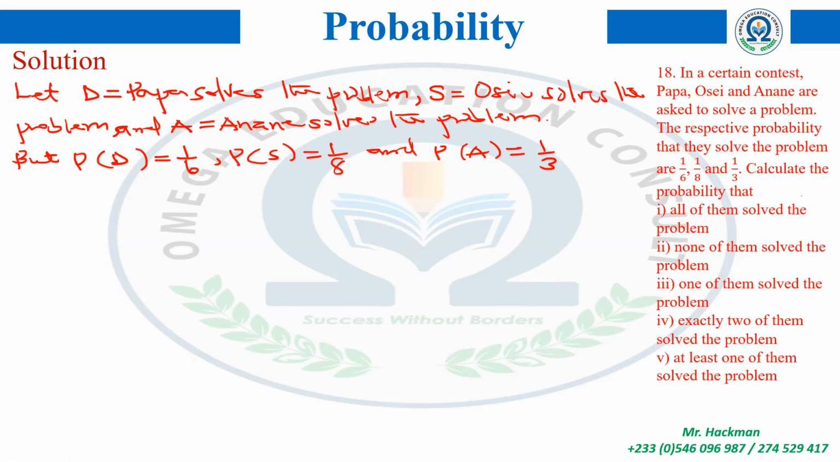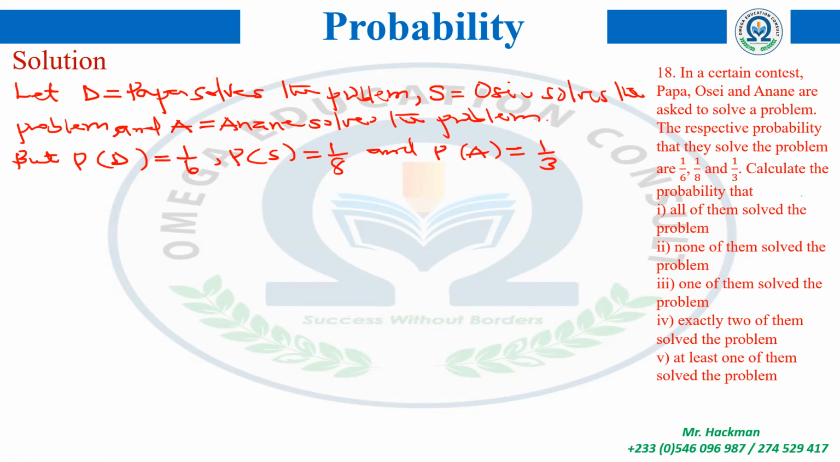Okay, however, before you start doing all this, you would have read through all the questions. So you can see questions dealing with the complement, because here we have "all of them solve the problem" and "none of them solve the problem." So it means we have negatives in the question. So in that case, this is what we are going to do.